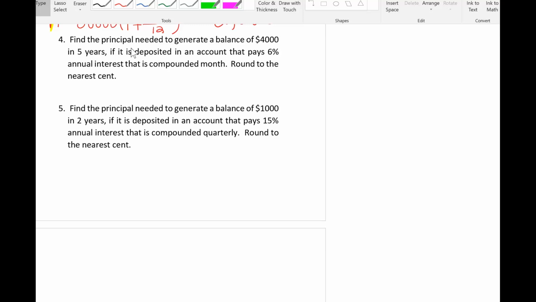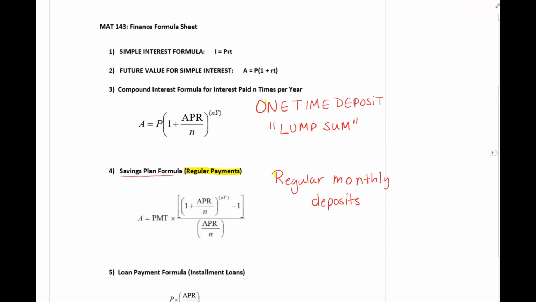Now, we are still going to use the same formula that we used in numbers 1, 2, and 3. So in other words, it's still this formula here. We're trying to figure out how much we have to deposit right now in a one-time deposit so that it will grow in the future. So basically, we're trying to find P instead of A.